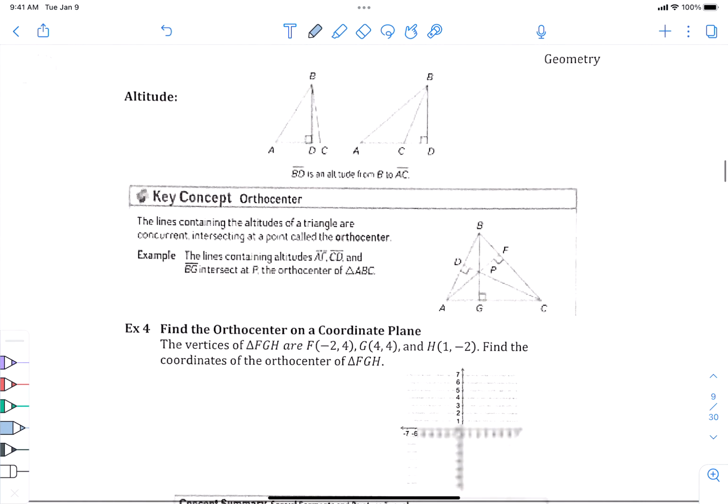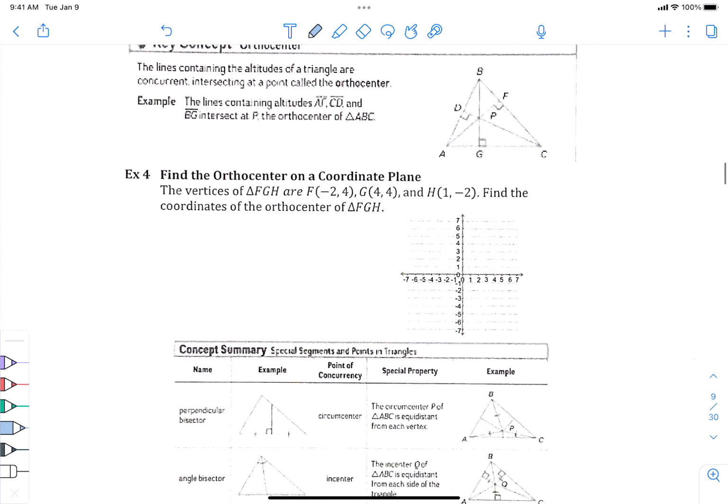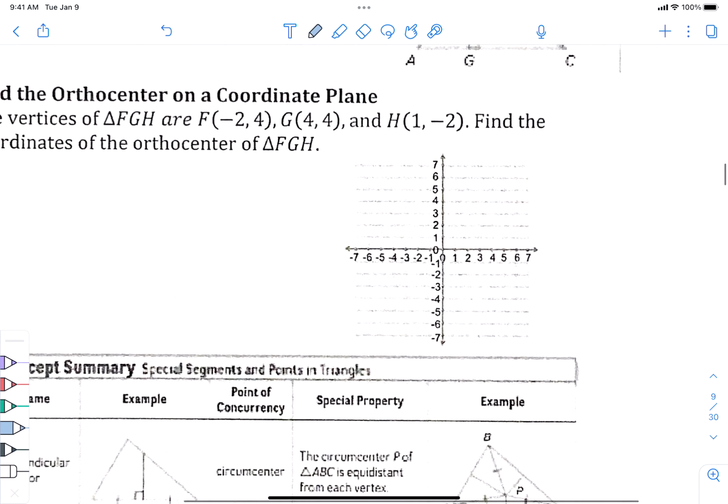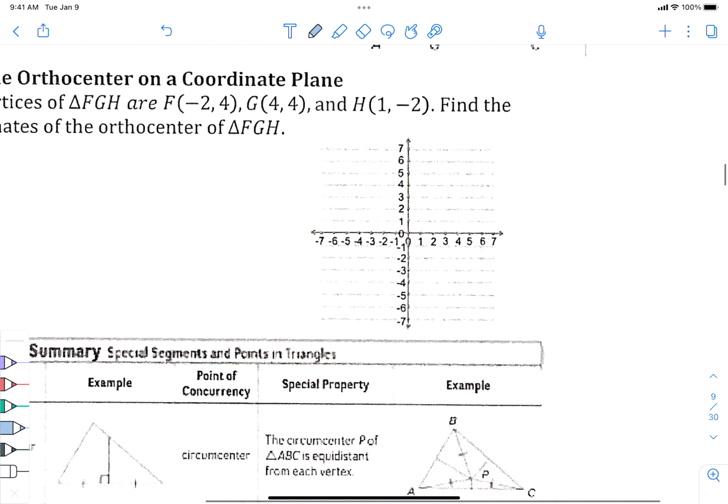This is all the altitudes. And they only have one question on the orthocenter because he, again, doesn't have any unique qualities about him. But let's go down to example 4, and they want us to plot these guys, and they want us to find the orthocenter. So -2, 4, 4, 4, and 1, -2. And we're going to connect all those guys.